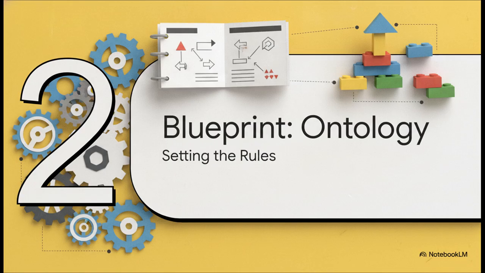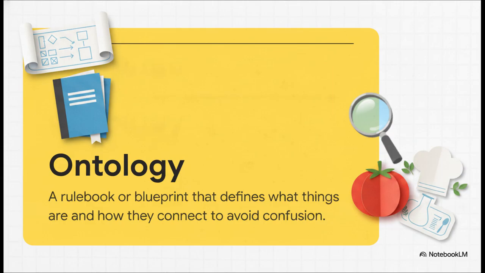Moving right along to Section 2, the blueprint, Ontology, setting the rules of the game. To stop AI from making those silly tomato mistakes, we basically have to hand it a rule book. Think of it like the instruction manual for a massive Lego set. We call this blueprint an ontology. Now, ontology is just a big fancy word for a plan that defines what things are and how they connect. It tells the AI, hey, in a garden, a tomato is a fruit, but in the kitchen, it's a vegetable. It literally forces the computer to understand how the real world actually works.